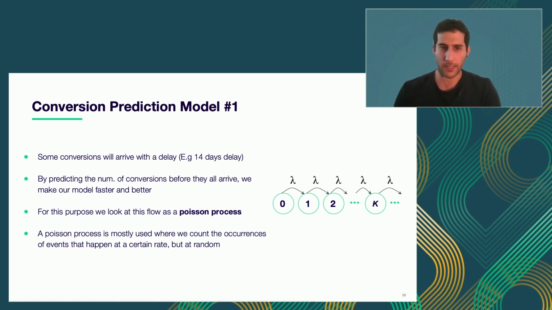For this purpose, we look at this flow as a Poisson process. A Poisson process is mostly used where we count the occurrences of events that happen at a certain rate, but at random. In the offer wall example, specific tasks happen at a certain rate, but because each user decides independently whether to start the task or not, it happens at random.